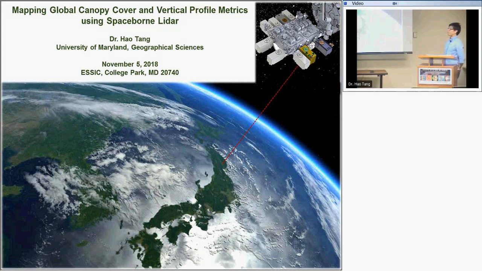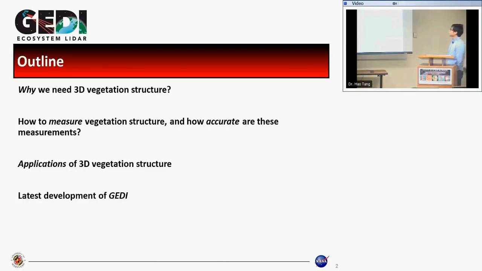Anyhow, just a little background. The title of my talk today is Mapping Global Canopy Cover and Vertical Profile Metrics with Spaceborne LiDAR. I know a lot of people here are doing LiDAR work. John was saying he used LiDAR to see atmosphere profiles or aerosols, and other things, but LiDAR is also used to do 3D vegetation structure. So why do we need LiDAR to do the 3D vegetation structure, and how should we measure it and create all these measurements?